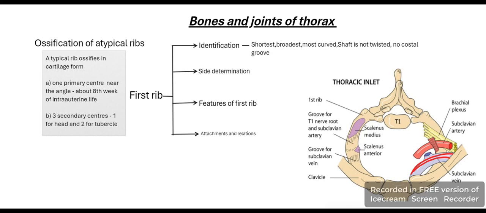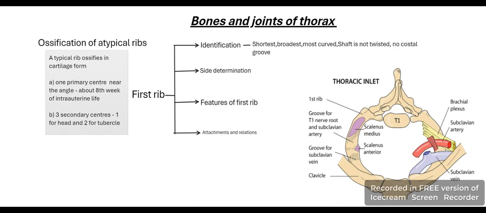See, in the anterior groove is the subclavian vein, and the posterior groove lodges the subclavian artery and the brachial plexus. Now the structures attached to the upper surface of the shaft. There is the subclavius muscle. The subclavius muscle is attached to the anterior end of the shaft.